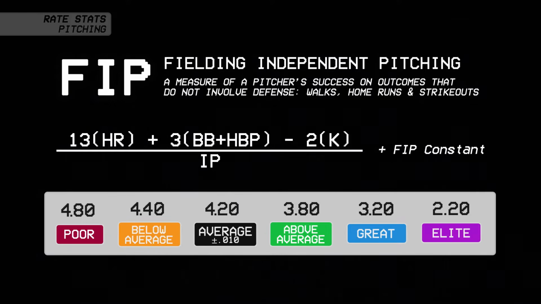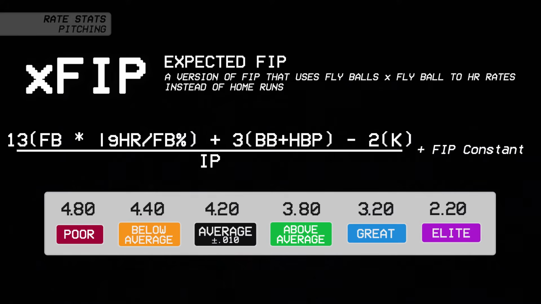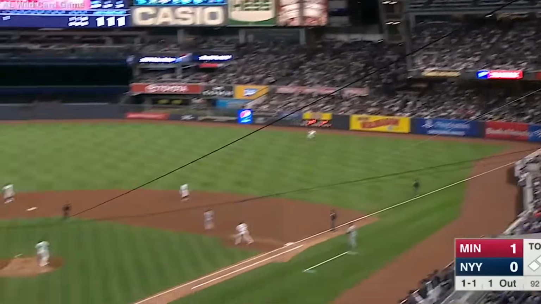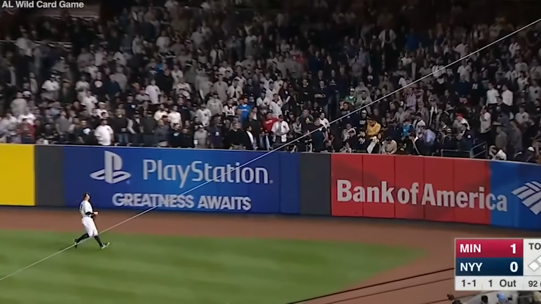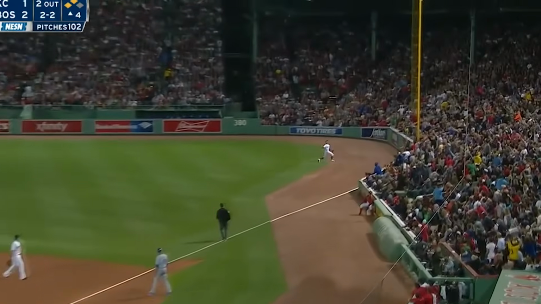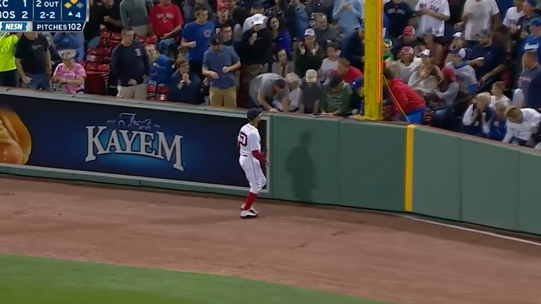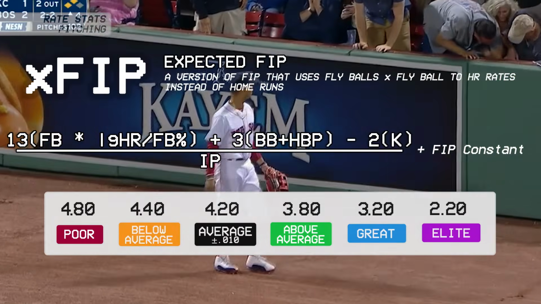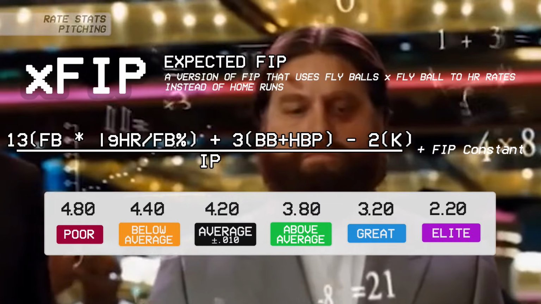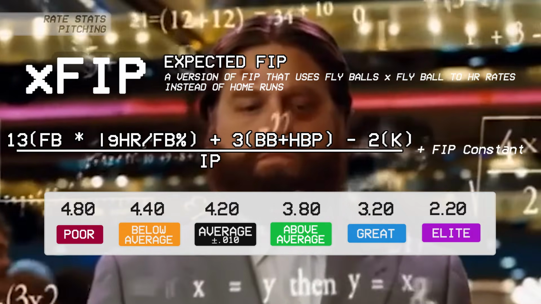There is a modified version of FIP called xFIP, which replaces home runs in the formula with fly balls multiplied by the rate at which fly balls go for home runs in a given season across the major leagues. This is super heady, but the idea here is that home runs are as much a product of the ballpark that the pitcher is pitching in as they are a product of a pitcher's skill. So if you're really trying to just measure the pitcher and not any sort of other factors, you should look to the number of fly balls that the pitcher gives up and multiply that by the rate at which fly balls go for home runs. If this makes sense to you, then xFIP is probably the version of FIP that you will want to use.